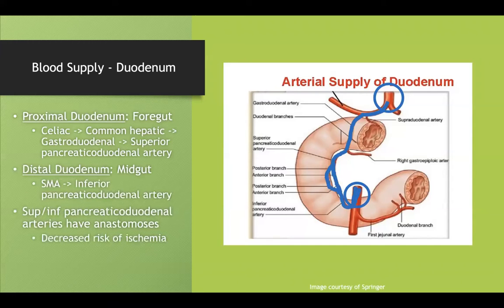And like we saw in the stomach lecture, if you have collateral circulation, you have a decreased risk of ischemia. For example, if we have some sort of blockage in this region, we can often supply blood from the collateral circulation, from the SMA in this case, and the opposite would be true as well.